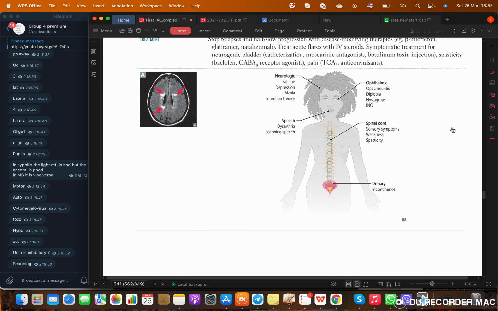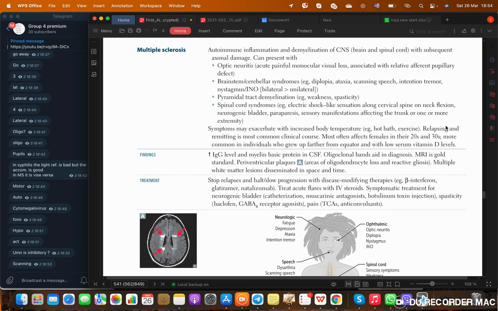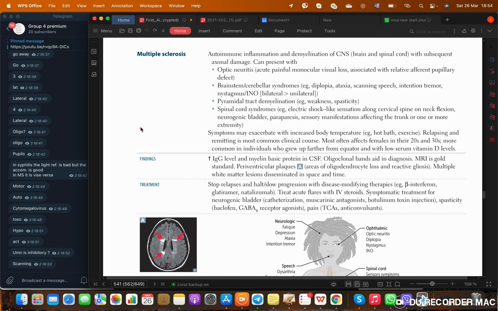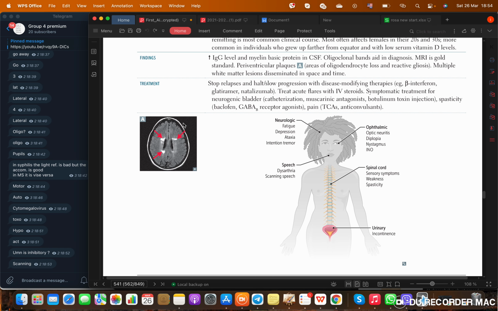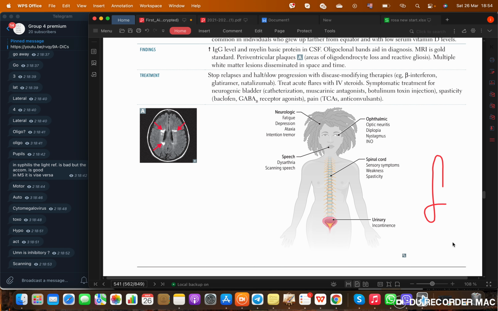The ophthalmic problem, it will be optic neuritis because of cranial nerve number 2 affection. Diplopia can occur because of the abducens dysfunction. Because the diplopia occurs because of affection of some areas in the pre-central gyrus. Yes. So the pre-central gyrus and the frontal lobe, they control the movement of your eyes. So if these movements are not synchronized, you will have a problem.